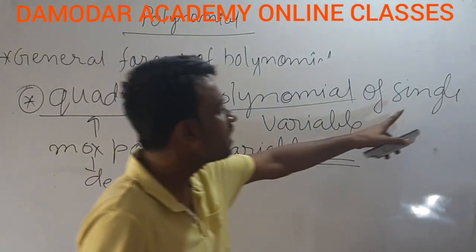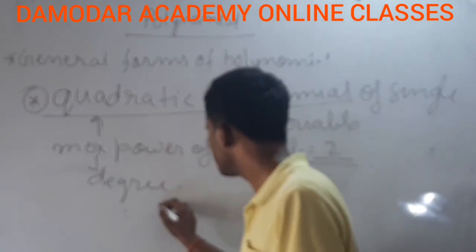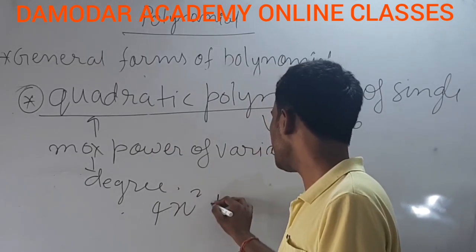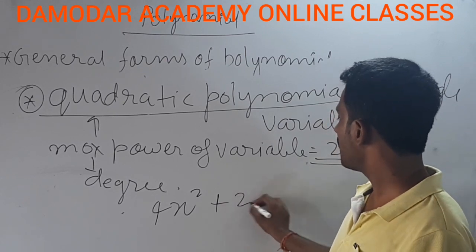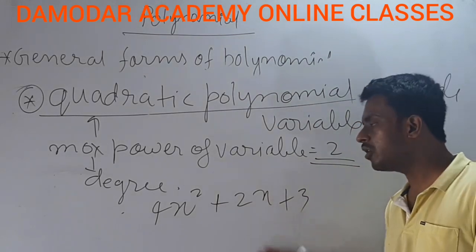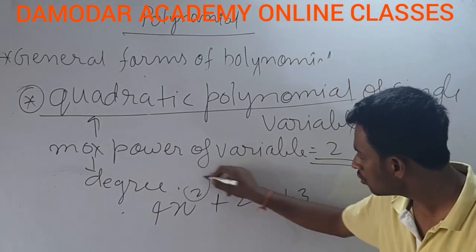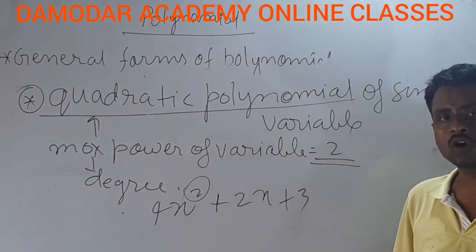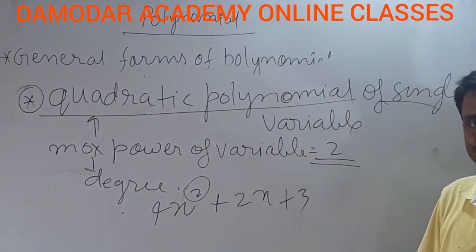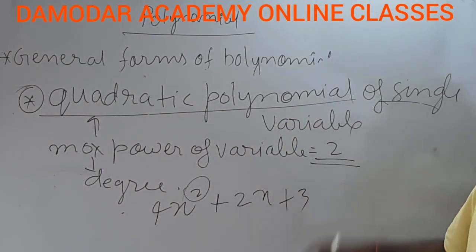Now it is written, the number of variables is 1. That means, for example, 4x square plus 2x plus 3. This is a polynomial in which the degree is 2, because 2 is the maximum power of the variable, and the number of variables in this polynomial is 1, that is x. That means this is the example of a quadratic polynomial of a single variable.